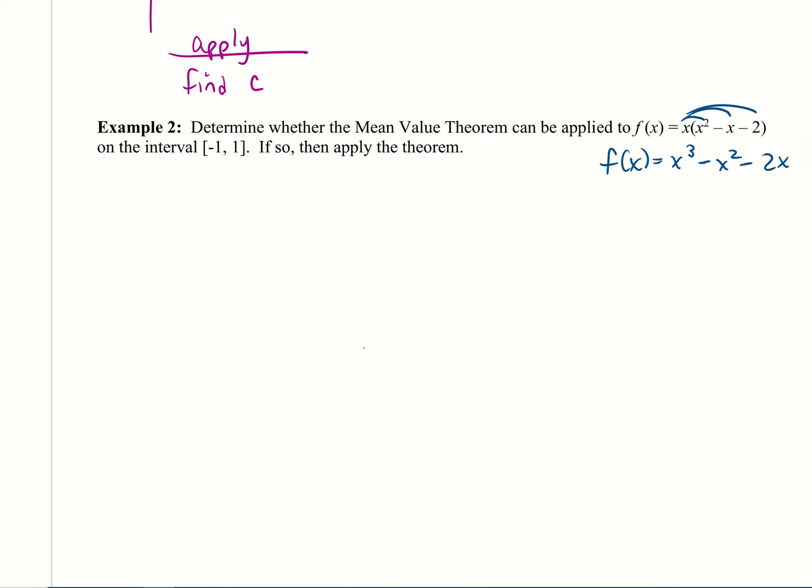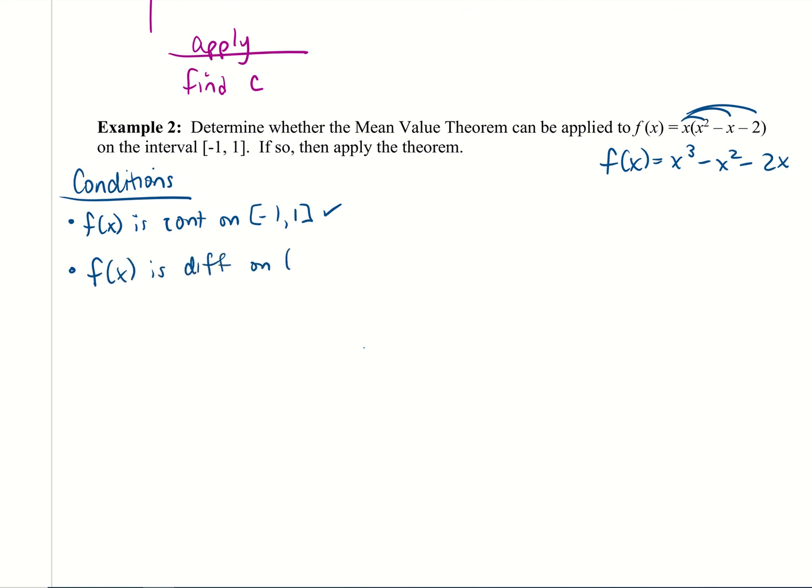Okay, so first of all, let's take a look at the conditions. I need to verify that both conditions are met before I move through the problem. The first condition is that f of x needs to be continuous on the closed interval, and it is. Polynomial functions are continuous everywhere. The second one is that f of x needs to be differentiable on the open interval. Well, polynomial functions are also differentiable everywhere. I could take that derivative and have no problems. So I've met the conditions.